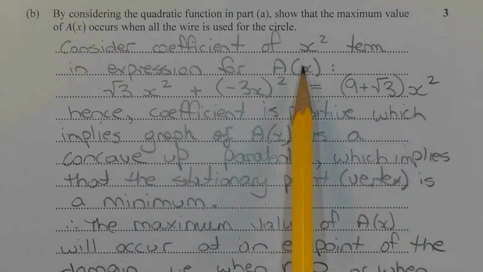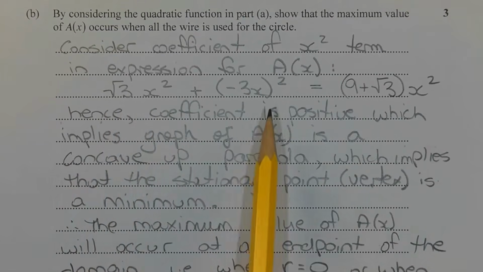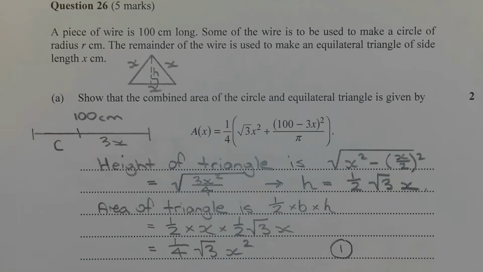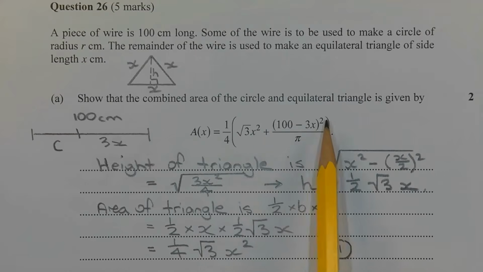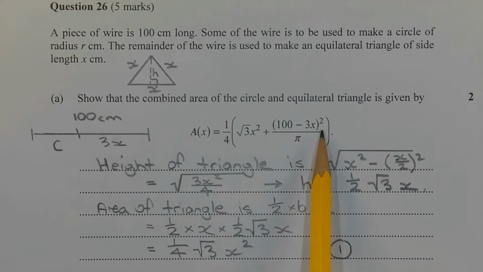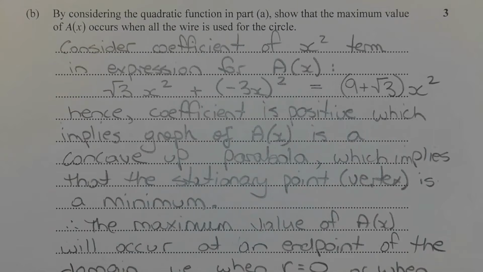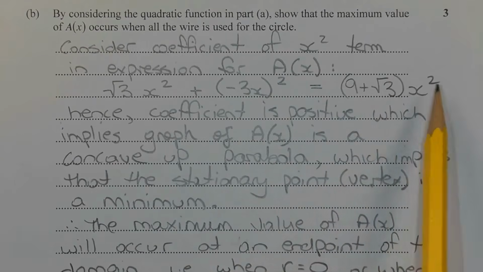So considering the coefficient of x squared in the expression for A of x, now we have root 3 times x squared. Now clearly root 3 is positive. And the other coefficient of x squared occurs, actually I'll go back to the expression for A of x. It occurs here. So we have (100 minus 3x) squared. Now if you expand this, we have negative 3x times negative 3x, which gives us a term involving x squared. So we have root 3 times x squared plus (negative 3x) squared gives us (9 plus root 3) times x squared.